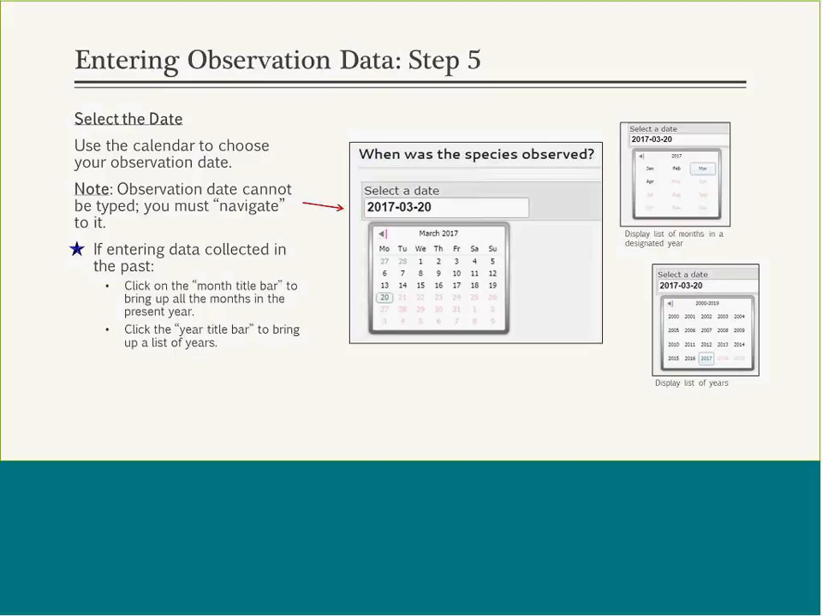If you click on that title bar, it'll bring up all of the different months in the current year. So if you look on the right-hand side, that's what you see where it says select a date, and you see 2017 and then all the different months. You can also click on that same title bar again and bring up a list of years. So if you're entering older data, like from 1976, you don't want to navigate the calendar by date. You want to be able to navigate by years, and so that's how you would do that. So just keep in mind how to navigate the calendar. Don't try to type the date because it's not going to work.